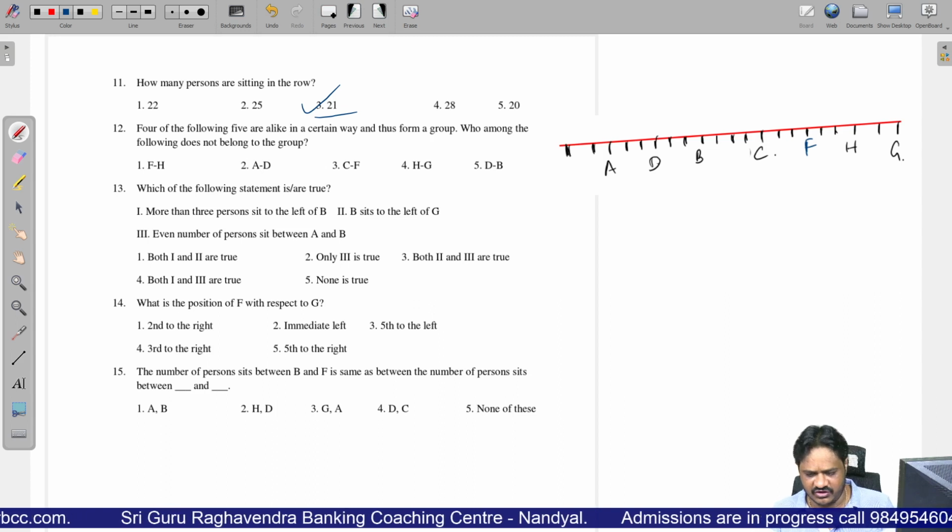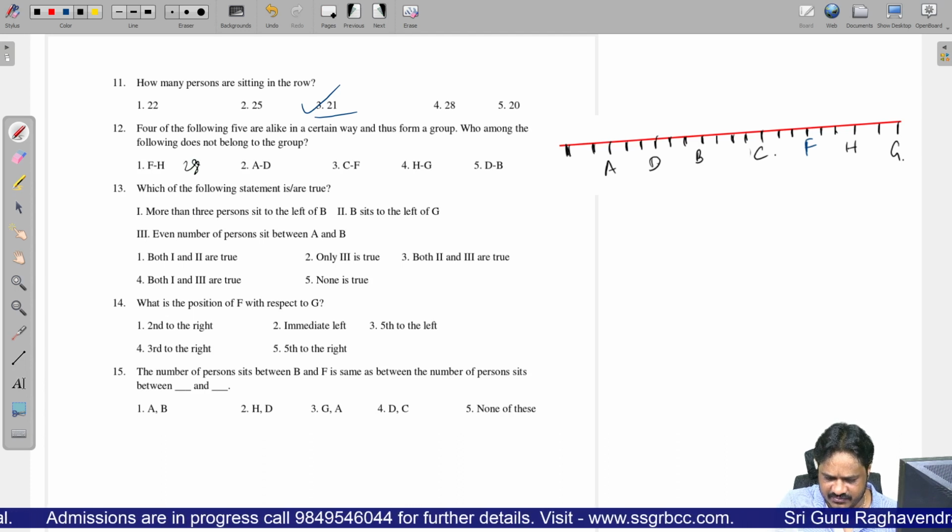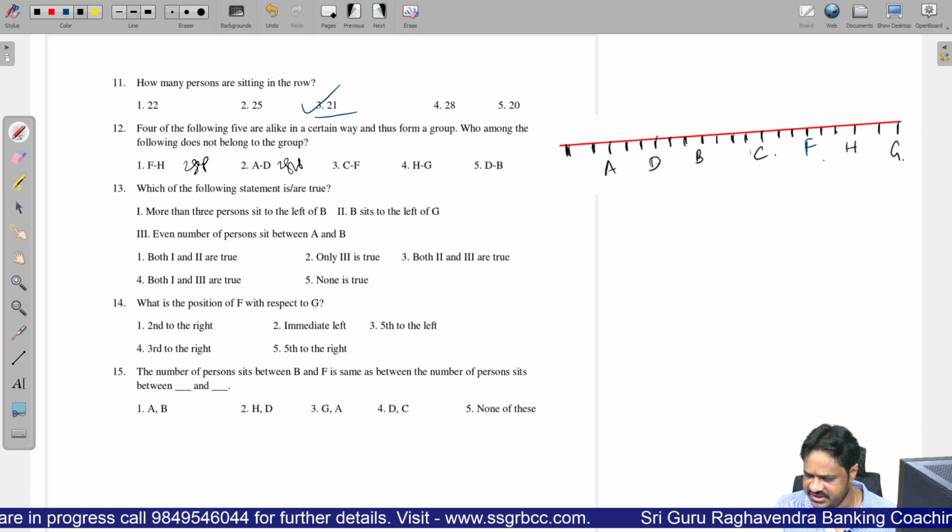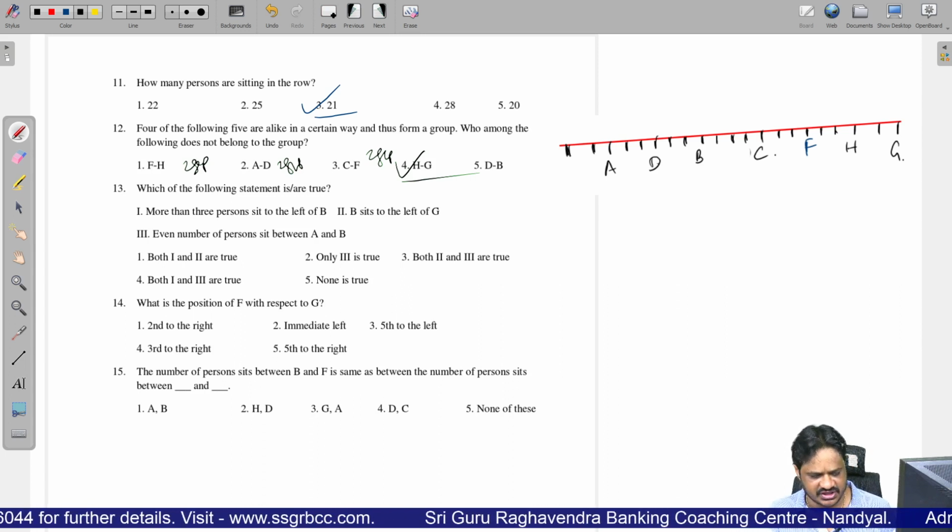Four of the following five are alike in a certain way and hence form a group. Which is the one that does not belong to the group? Now, F and H, you have to observe any similarities. F and H, there is a 2 gap. You have to see the gap. A and D also 2 gap is there. C and F, 2 gap is there. H and G, there is only 1 gap. So H and G is the odd one out.